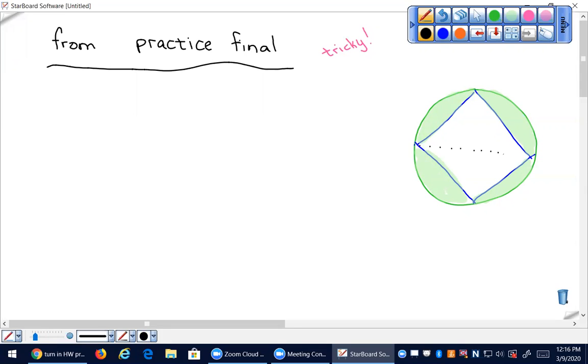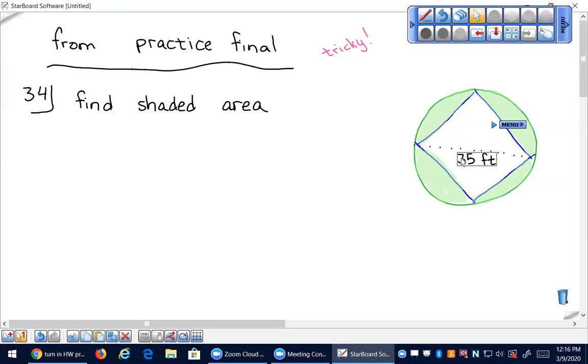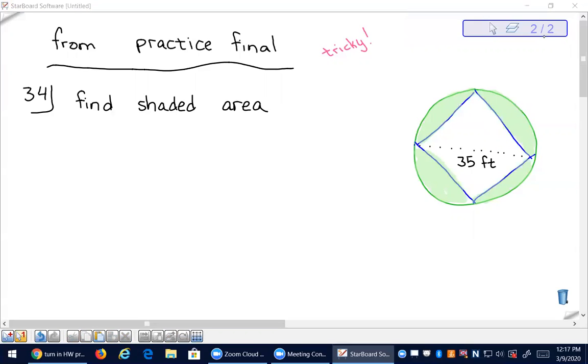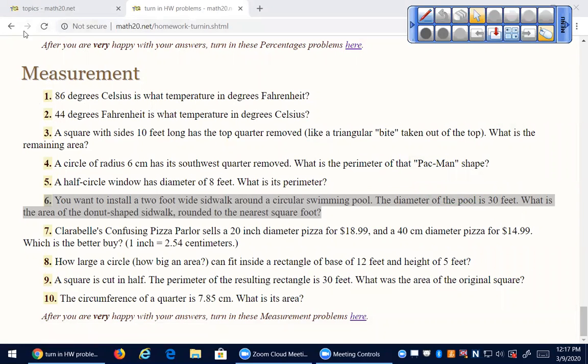And the diameter is 35. This is 34. Everyone okay with what we're asking? I'm actually going to move this number 35 down there. You'll see why.